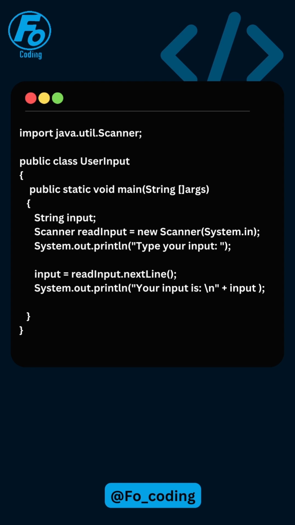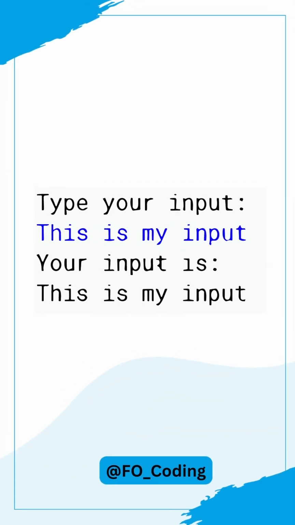Another new thing to learn in this lesson is \n. A special character that you can see at the ending of the line of code represents the start of a new line. Finally, we will print our input, followed by the message "Your input is".